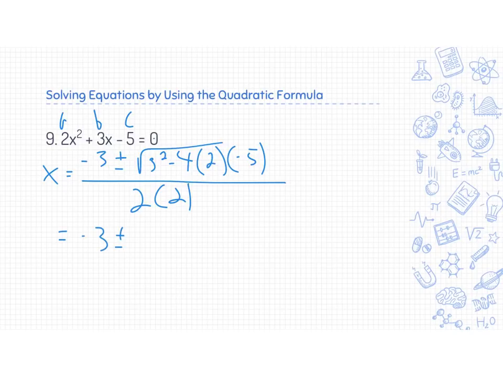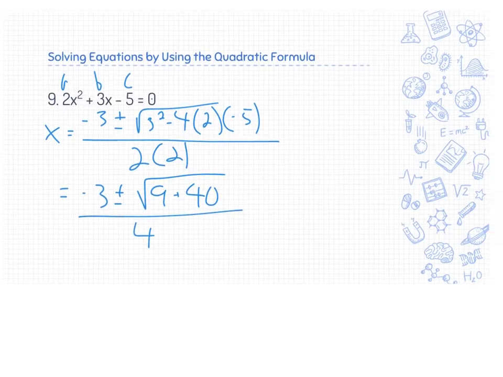And so we get negative 3 plus or minus the square root of 9. And then 4 times 2 is 8, times 5 is 40. Notice I don't deal with the negatives until after I'm done multiplying. And then 2 negatives there will make that a positive. So then we get 9 plus 40. And that's all over 2 times 2, which is 4.